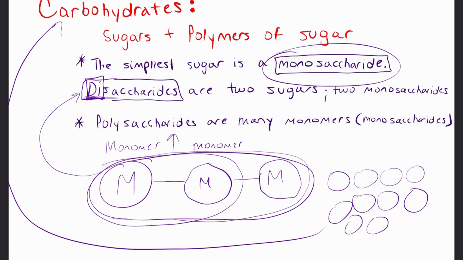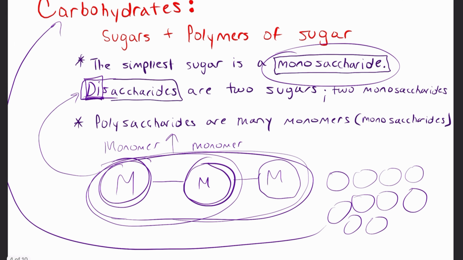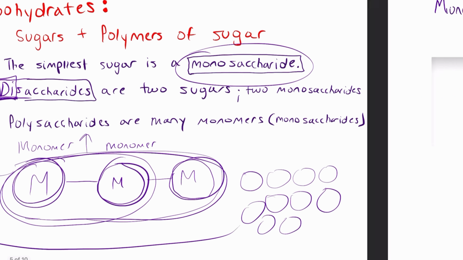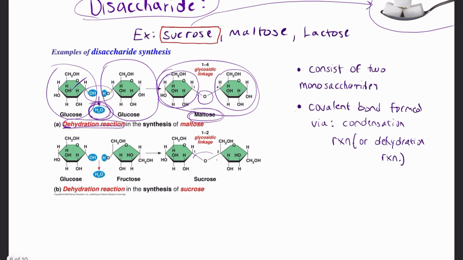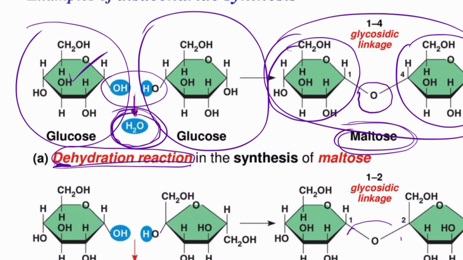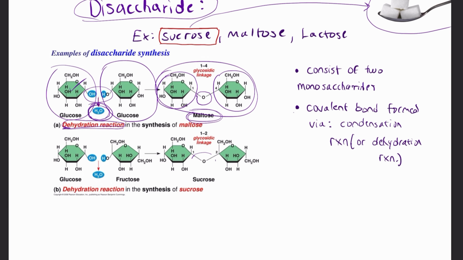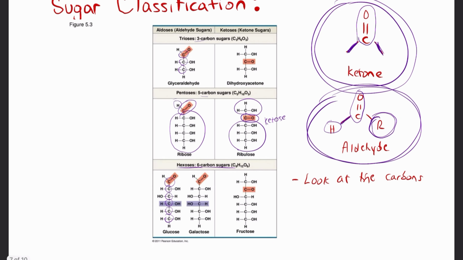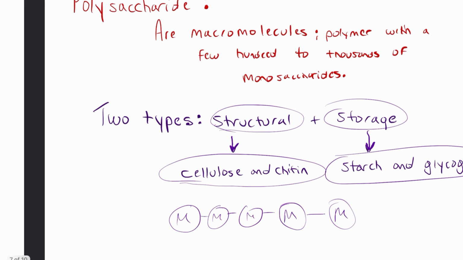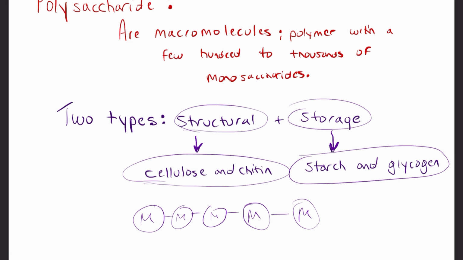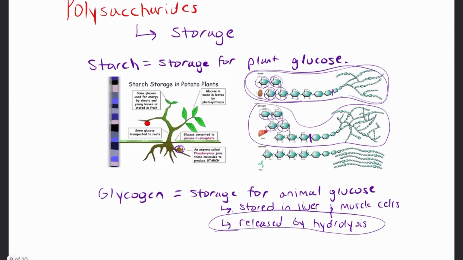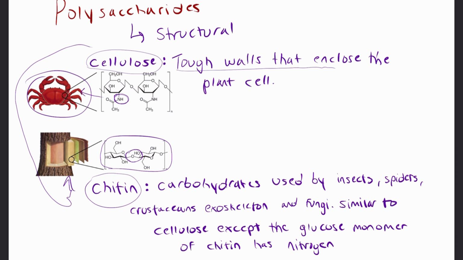The simplest carbohydrates are our sugars, we have monosaccharides and disaccharides. Disaccharides are two monosaccharides that are linked together. And as we continue on, we get polysaccharides. Again, these polysaccharides are held by glycosidic bonds through dehydration reactions. We have our sugar classifications. We have structural and storage carbohydrates, okay? So that was just a little quick review.